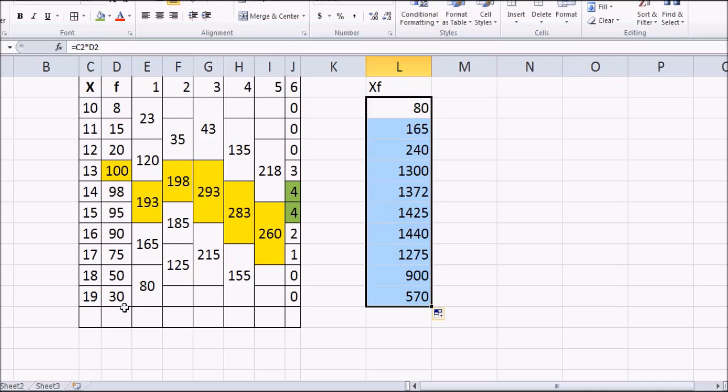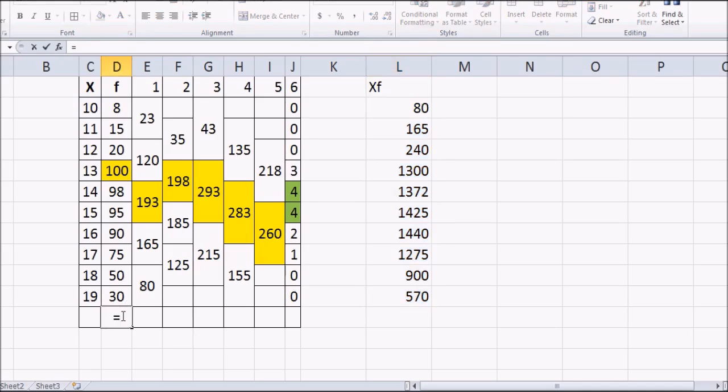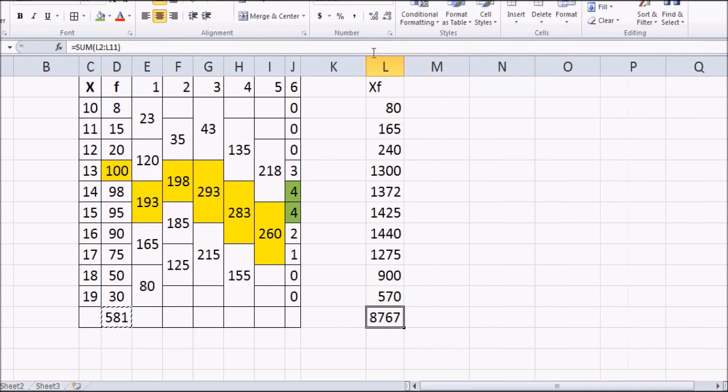Fine. I need the sum of the frequency. Sum of the frequency happens to be, just sum all these values up to 30. Yeah, 581 is the sum of the frequencies, and then we need to sum the product of x and f. The sum is 8767.